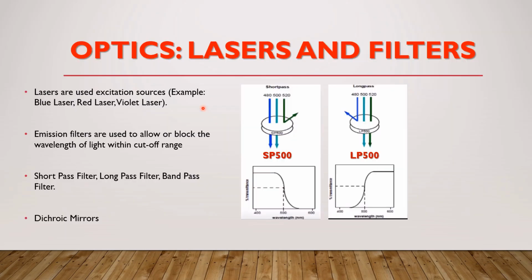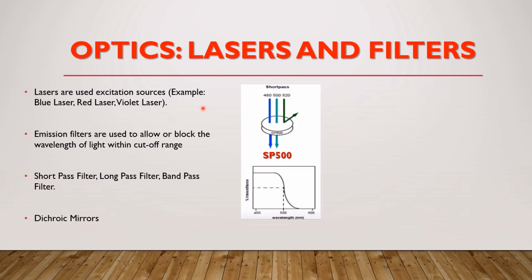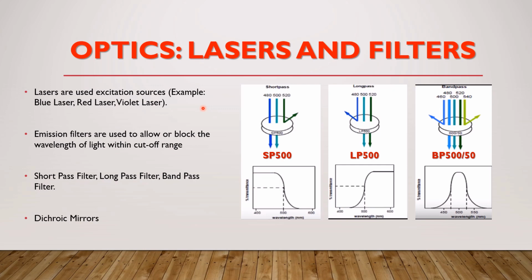So, optics part. The optics part of flow cytometry involves the excitation lasers. For example, you might have heard of blue laser, red laser, violet laser, and emission filters such as band pass filter, short pass filter, and long pass filter. There are also dichroic mirrors. I will explain all of them. So the lasers are used as excitation sources which excite the fluorochrome attached to the cells, and they are used to measure the autofluorescence and fluorescence of the cells.